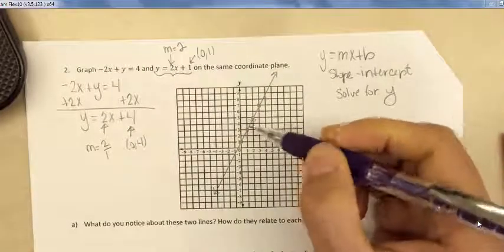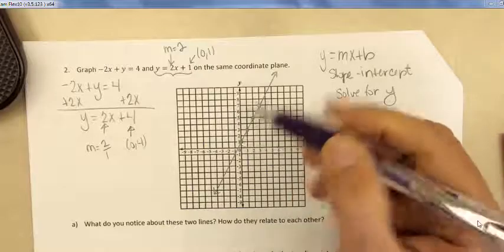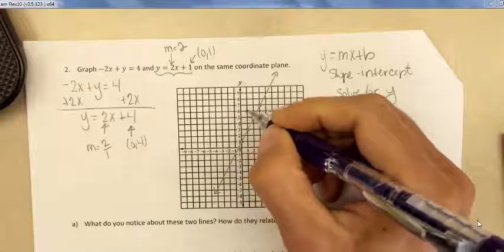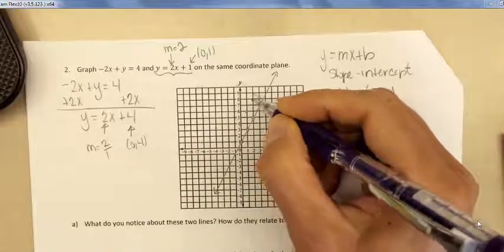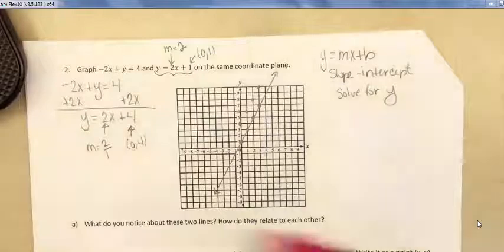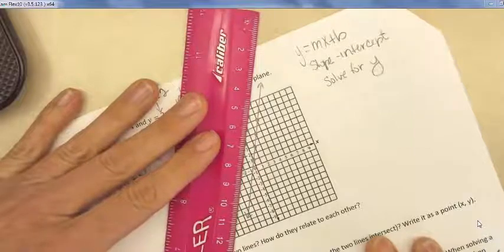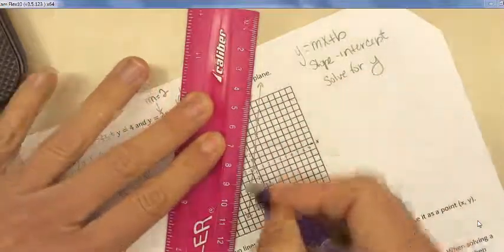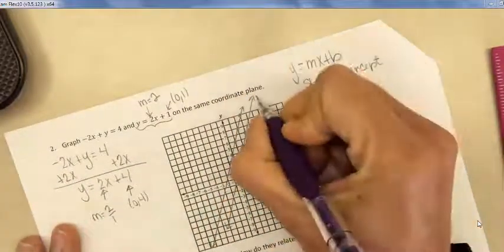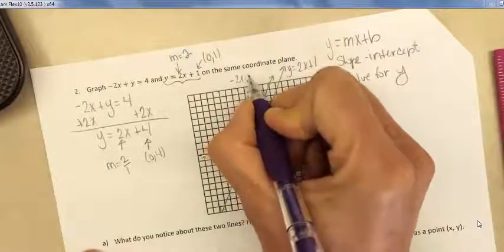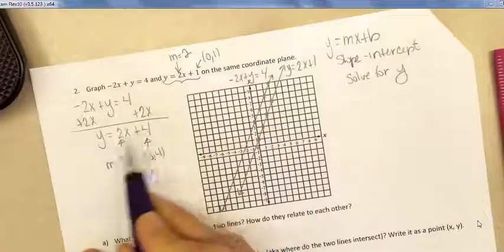So let's see what we get here. I'm going to start at 0, 4, and go up 2 over 1. I'll do that a couple times so I can make it as exact as possible. Oh, and I didn't label my lines. I'm going to label my lines now too. This one was y equals 2x plus 1. And the other one was negative 2x plus y equals 4. Or you could write it this way too.